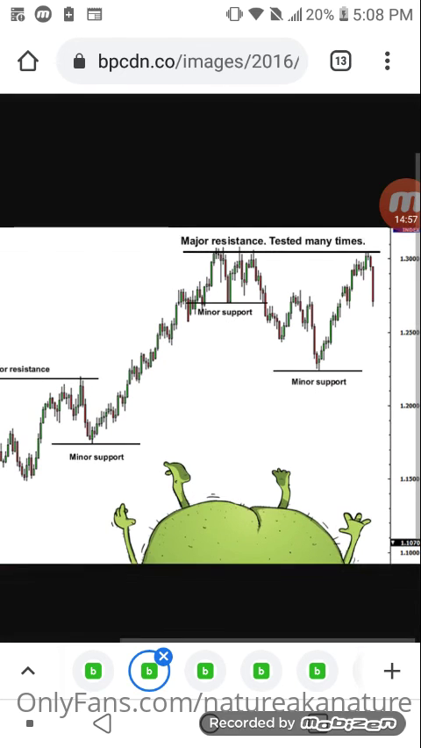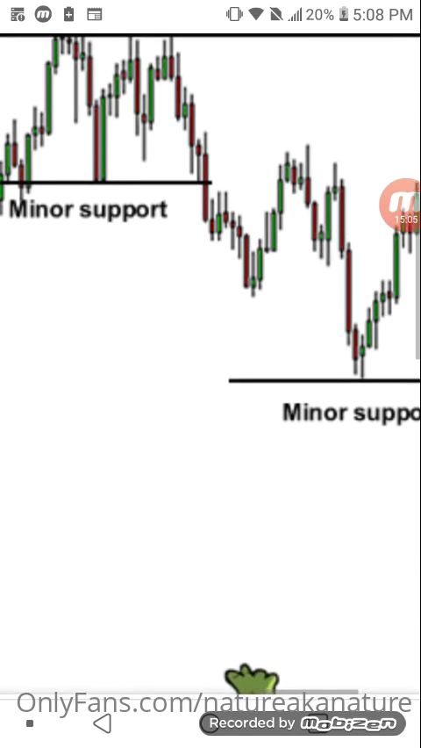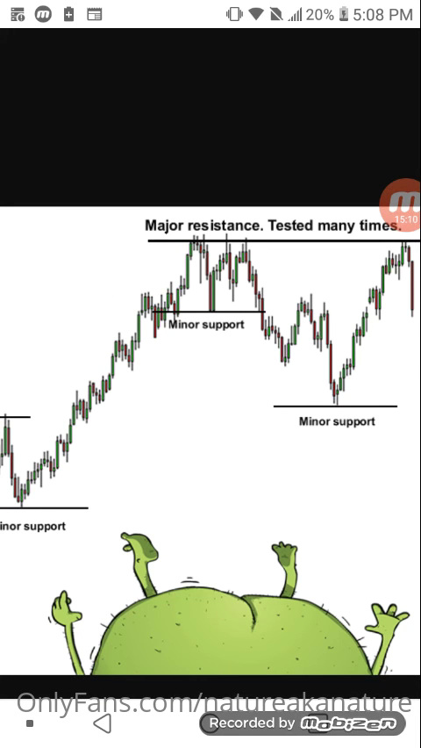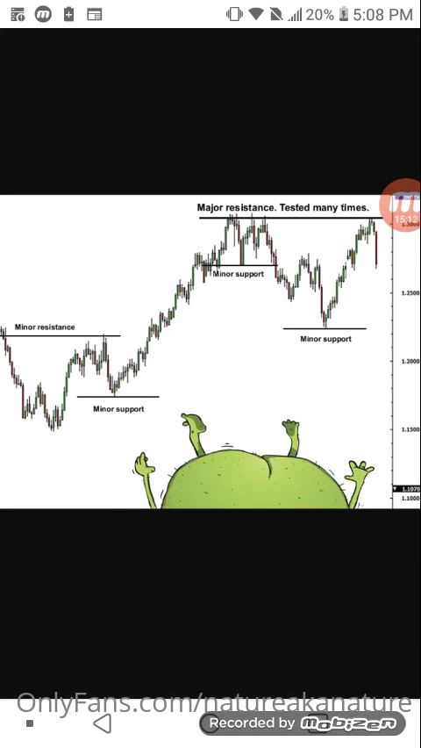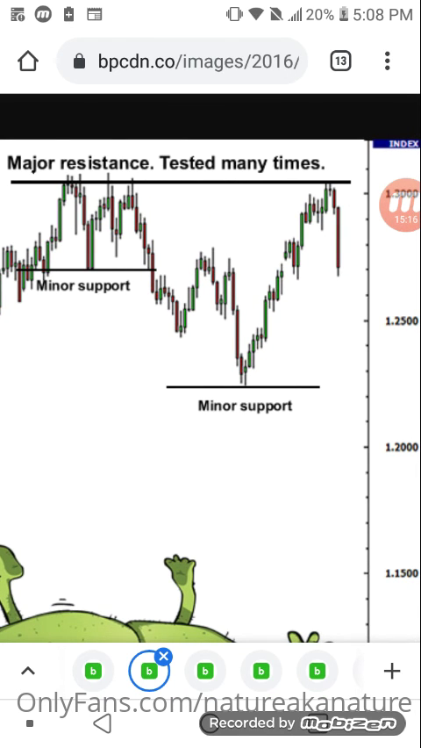So this is a major resistance. As you can see, that was a major move. So that's a major resistance that's tested many times. Also, resistance is where price goes to a few times before heading back down. So it tests those lines a lot, and that's when you get strong moves in price. Those are major resistance.